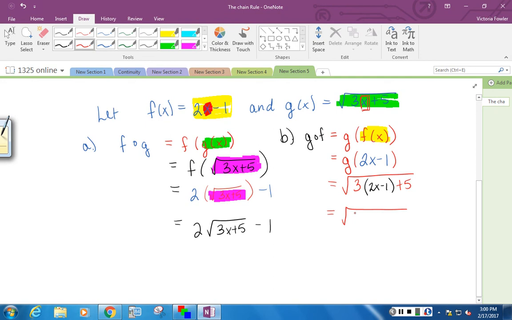So it looks like I would have 6x minus 3 plus 5, all of this under the square root. And I can just combine the constants so that I have the square root of 6x plus 2. So I have performed the function composition in both directions here. And you can see these are two different answers. So these are not inverse functions. But that's not what we're really talking about here. We're wanting to make sure that we can understand what a composite function is.